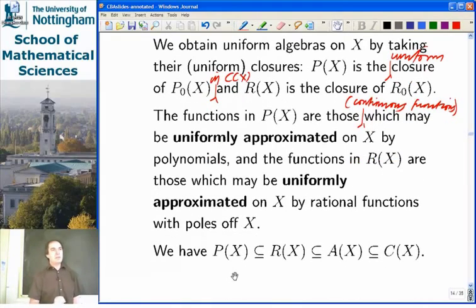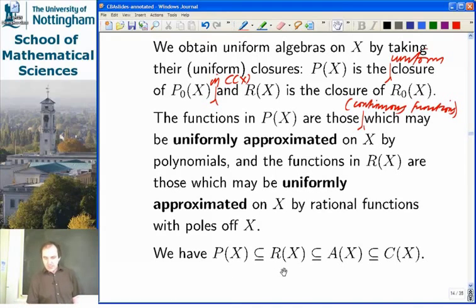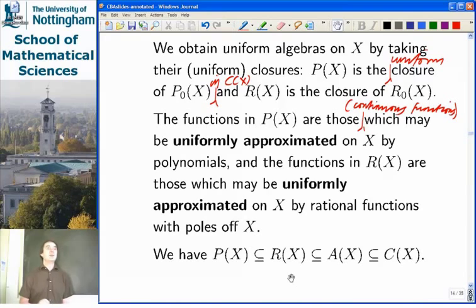And then you've got this set of inclusions. Obviously, it's harder to approximate functions by polynomials than it is to approximate them by rational functions. So P of X is contained in R of X. R of X is a subset of A of X. Again, polynomials are analytic on the interior, so a quotient of two polynomials is analytic on the interior. So rational functions will be analytic on the interior, as long as you're not dividing by 0, which you're not.